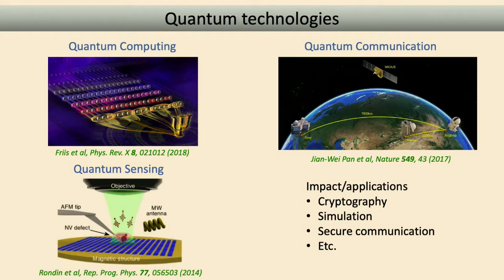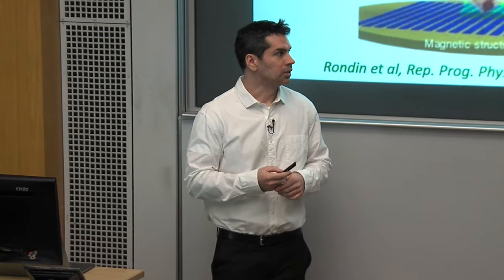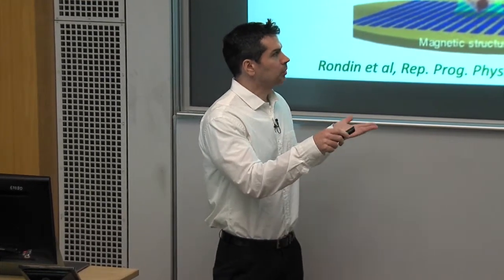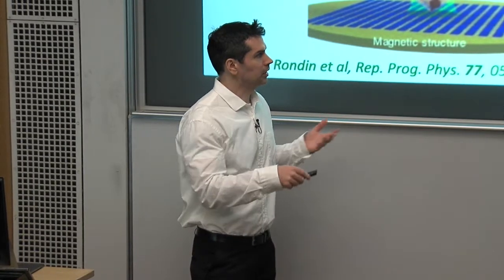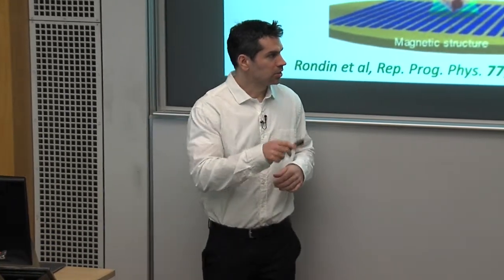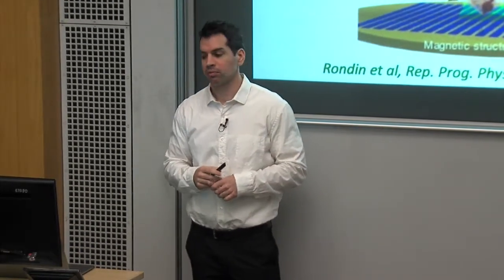The last 2 years, I'd say the most cutting edge result that has come out is this launching of a Chinese satellite that was able to transmit information from a point in China to a point in Austria. So this is the largest distance quantum communication channel that has been experimentally verified. And then there are also ideas for using quantum mechanics to enhance the sensing abilities of various techniques to increase the sensitivity of measuring, say, electric fields or magnetic fields in systems. And so the possible applications of all of this include things like cryptography, simulating complex problems, secure communication, and so on. There are many other applications that people have come up with.